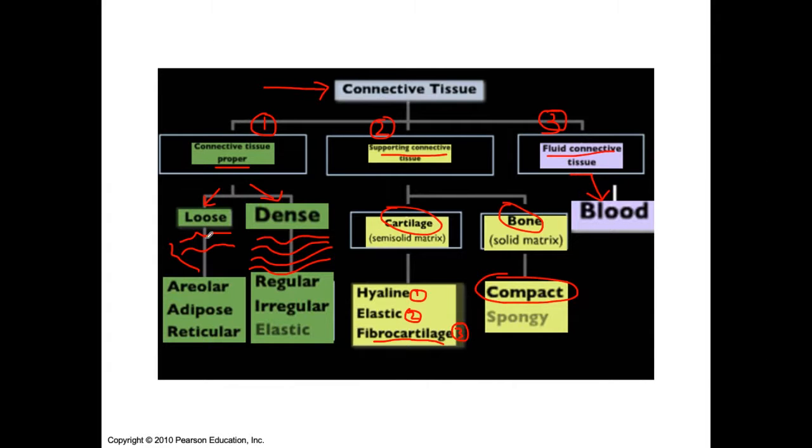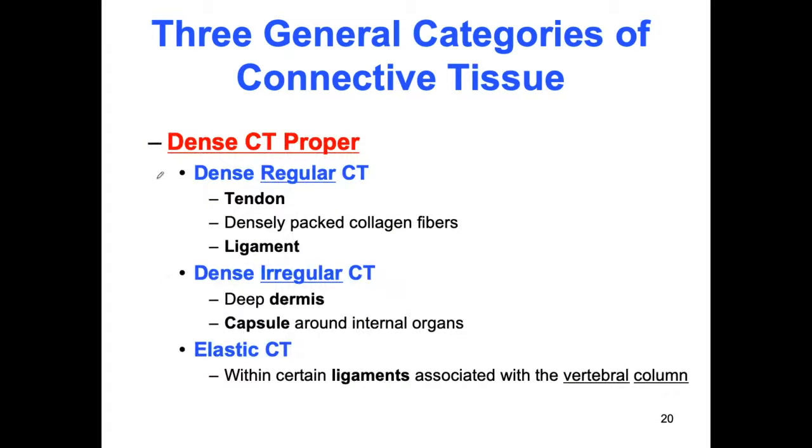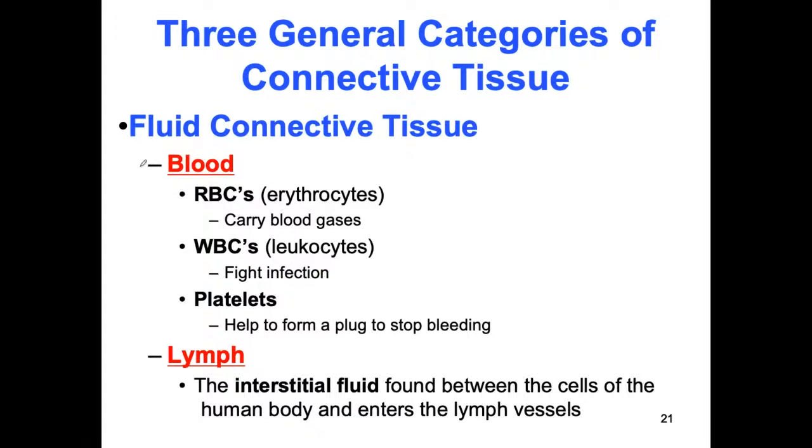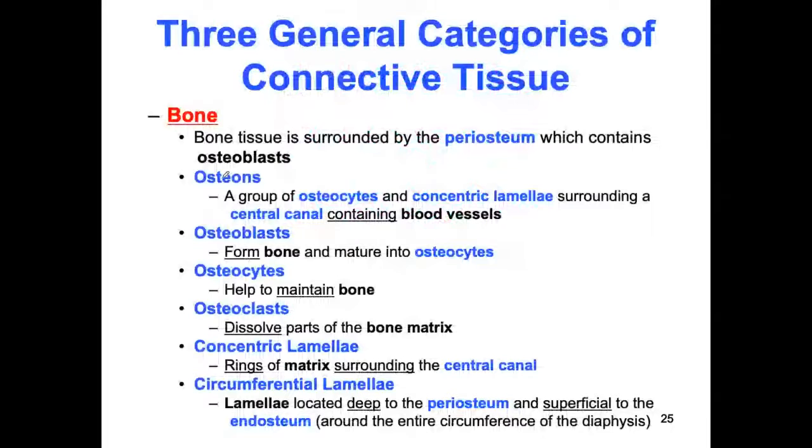So as I move through this, I'm going to be following this flow. I'm going to start with connective tissue. We'll look at loose and dense. When we do loose, we'll talk about these three. When we do dense, we'll talk about these. When I get into supporting connective tissue, we'll talk about cartilage and bone, and then we'll talk about fluid connective tissue. So you'll see here, we're talking about loose connective tissue first with three different types. Then we'll talk about dense, three different types. Then we'll get into fluid for blood. Then we'll get into supporting, which is cartilage and bone.